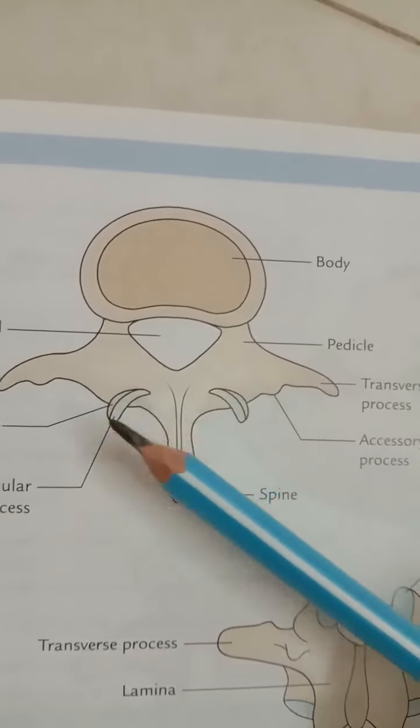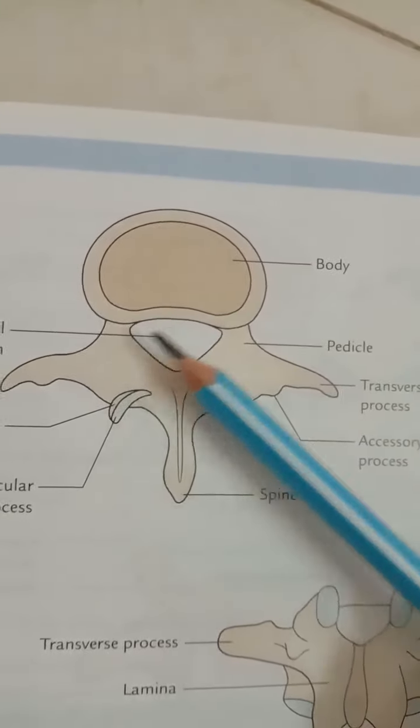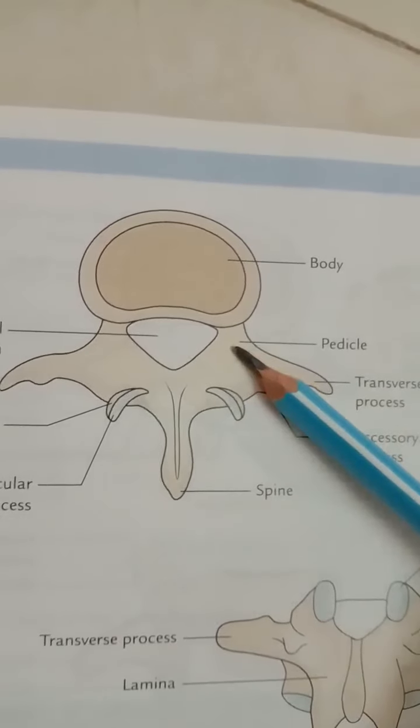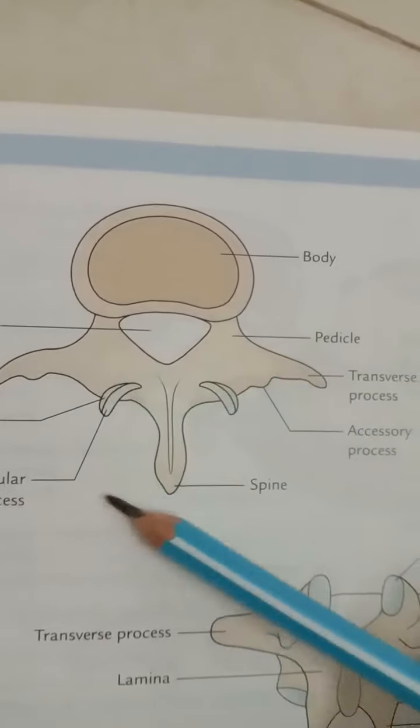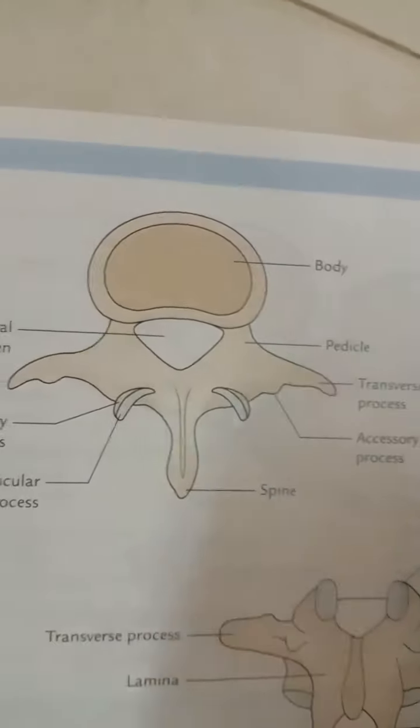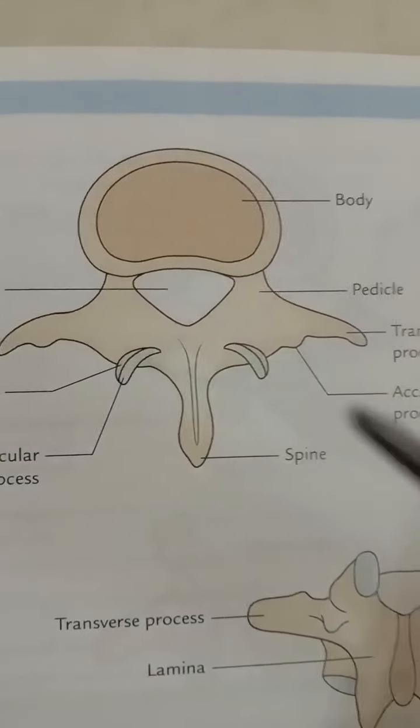The fusion of the centrum with the neural arch occurs during the 6th year, and the posterolateral part of the body develops from the center for the neural arch. So that is the primary center.